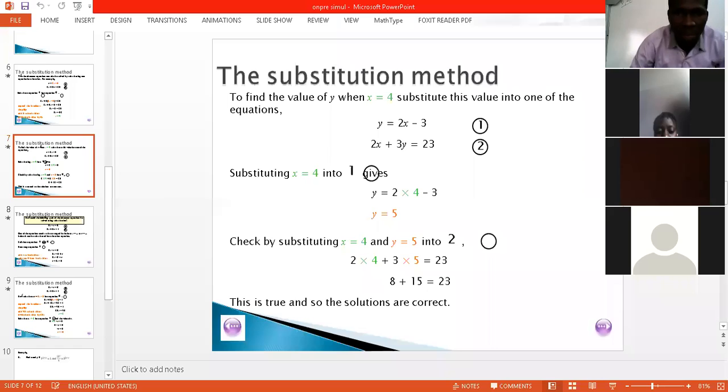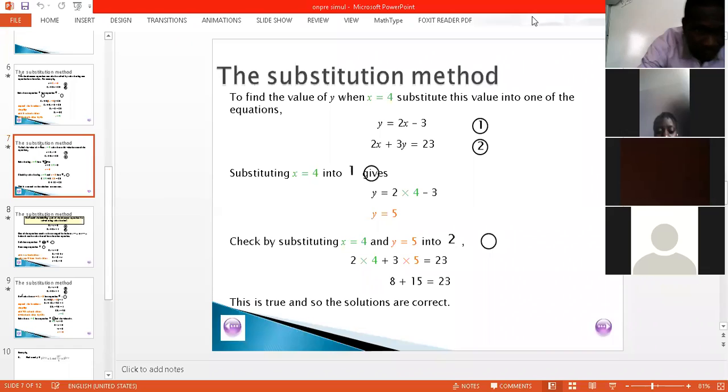All right, so let's continue. So we substitute x to be 4 into equation 1. Okay, so when you do that, you have y equals 2 times x, but our x is 4. So 2 times 4 is 8. Then 8 minus 3, you have it to be 5. So y is equal to 5.